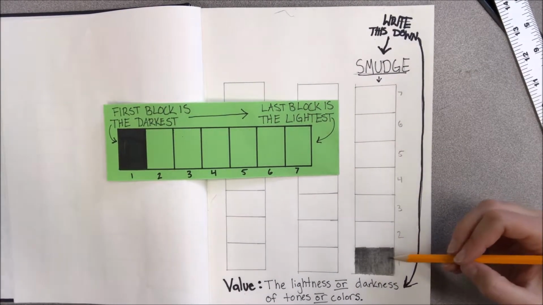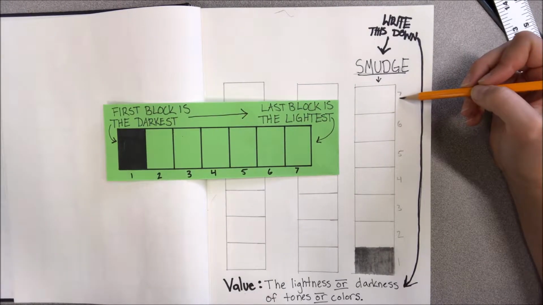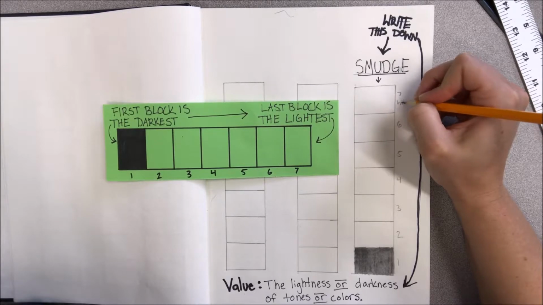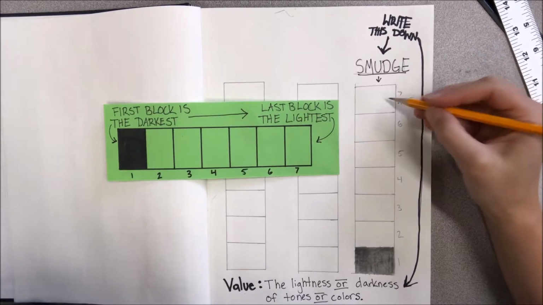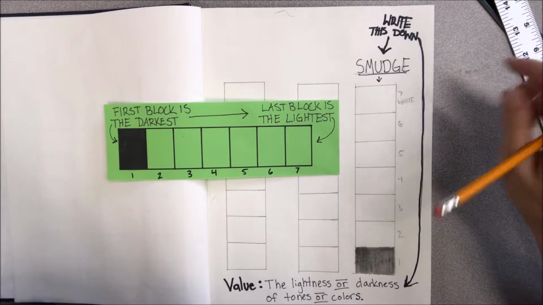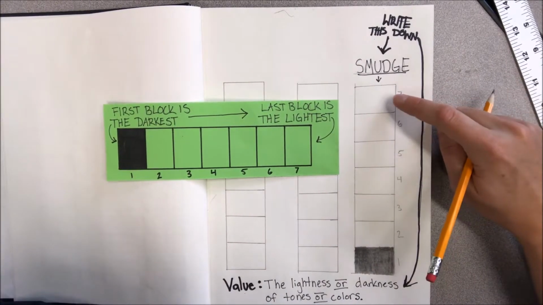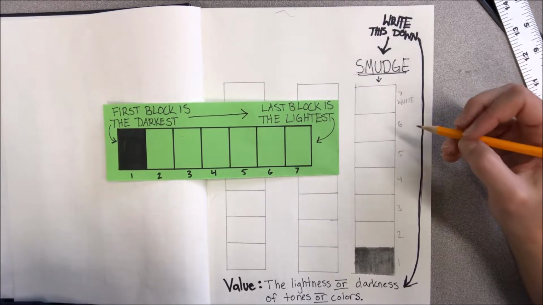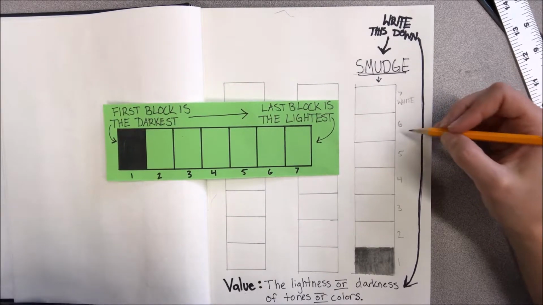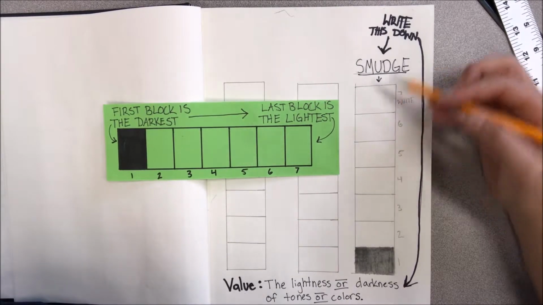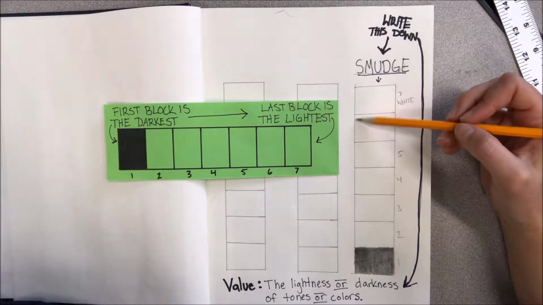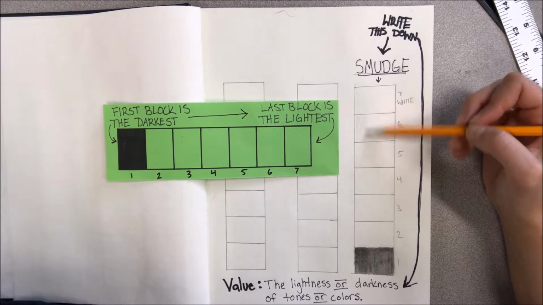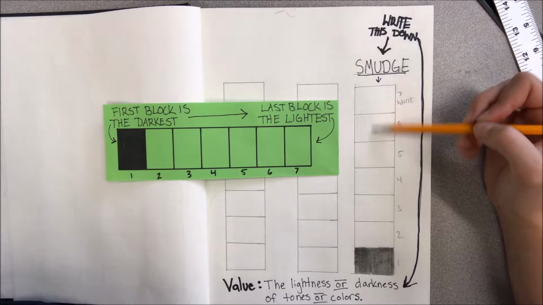Now, my last block, number 7, is my lightest. So I'm going to leave it white of the paper. I'm not going to do anything in that square. What I am going to do is go down to my box number 6, and this is going to be the lightest tone, so that means that there is pencil applied in the entire scale. So very, very lightly, with no pressure whatsoever, I'm going to fill in that square.